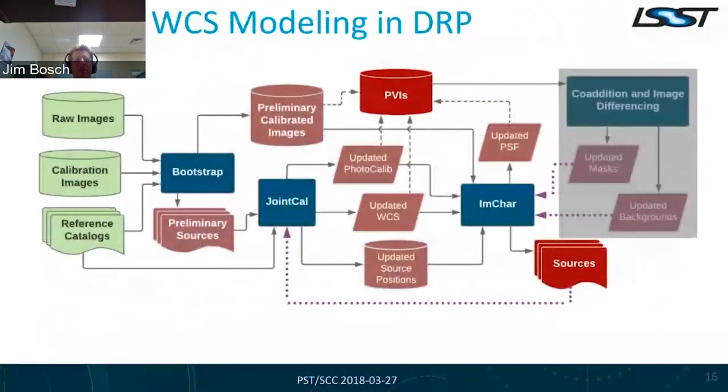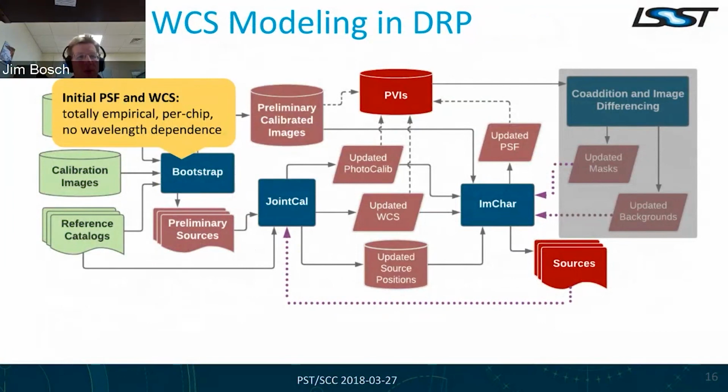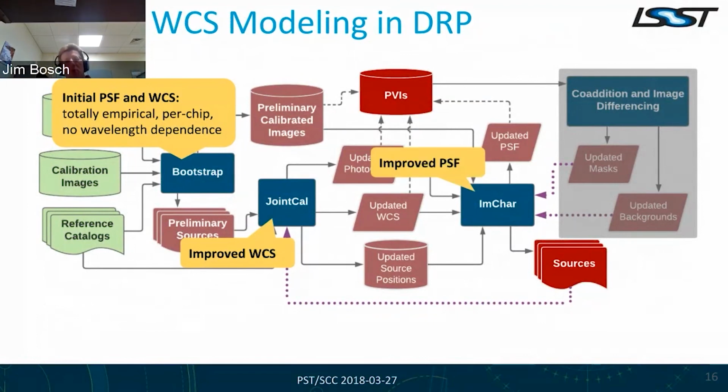So where does this all fit in? This is a snapshot of a flowchart of one piece of the data release pipeline, sort of the first piece where we start from raw images. Basically we'll construct these initial PSFs and WCSs, essentially the same kind that we would in alert production, in this bootstrap stage. We'll improve the WCS based on those measurements in joint cal. That will give us improved WCSs and improved photometric calibrations and improved source positions. And then using those improved source positions, we can go and improve the PSF and come up with this more physically motivated wavelength dependent PSF.